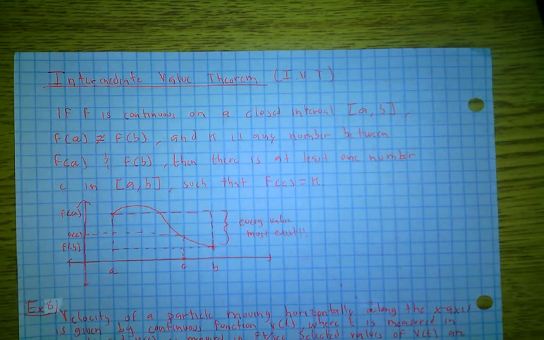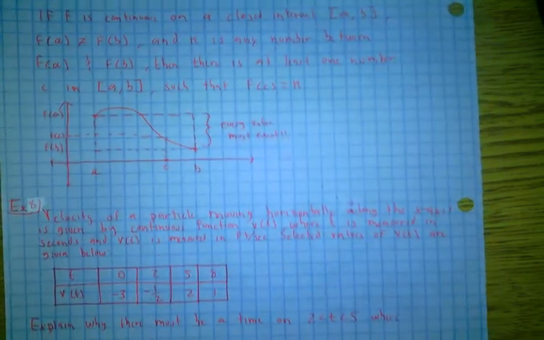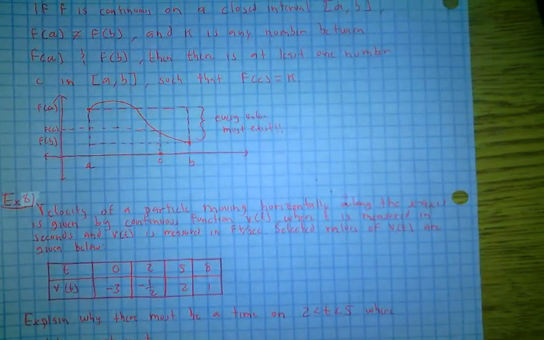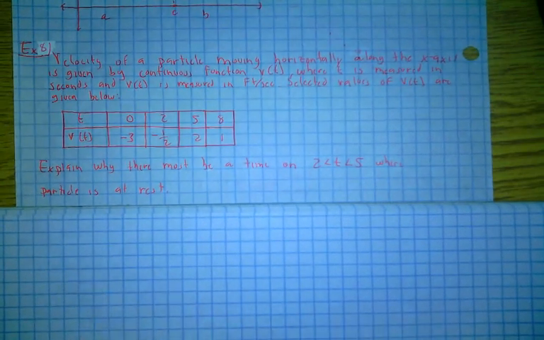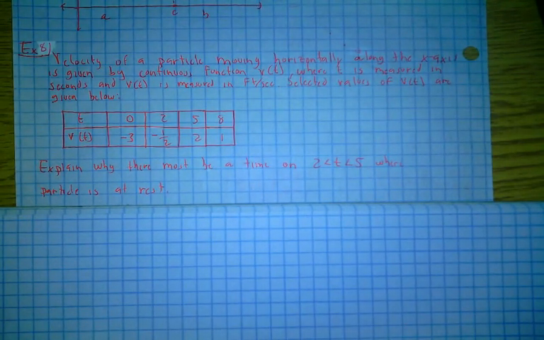So here's an example that I have. Let me talk this through. There's a little physics involved in it. Okay? The velocity of a particle that's moving horizontally along the x-axis is given by a continuous function v of t. First thing, I gotta be honest with you, I didn't really need to tell you that the function was continuous.